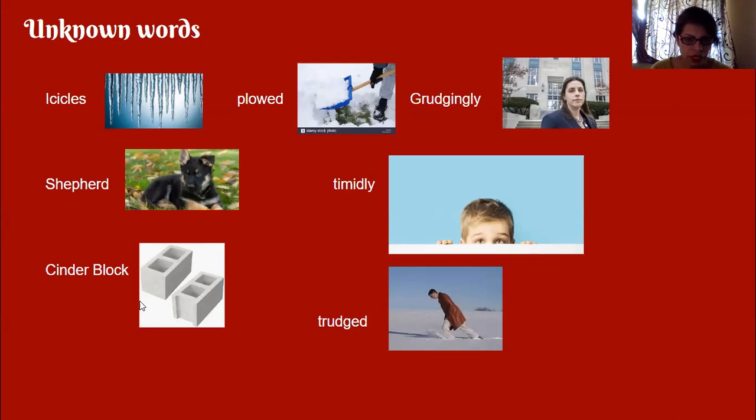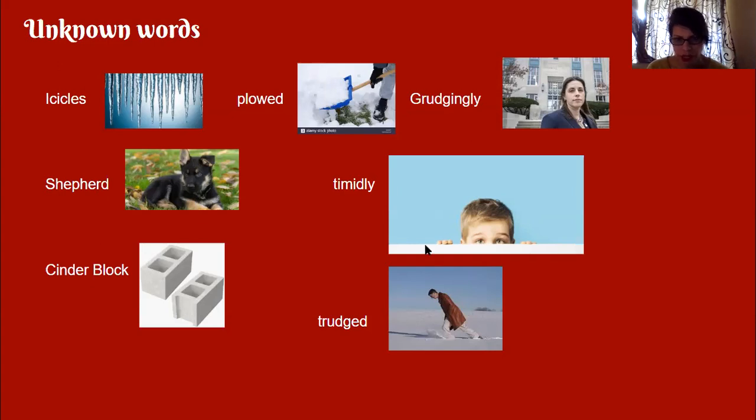So this is what it looks like. These are cinder blocks. Maybe you've seen it on fences. I know I have a cinder block fence alongside of my house. So you'll see where fences are made with these cinder blocks. Timidly, you see a picture of this little boy here where you're kind of shy, but you're curious, you want to know what they're going to say, but you're shy about it.